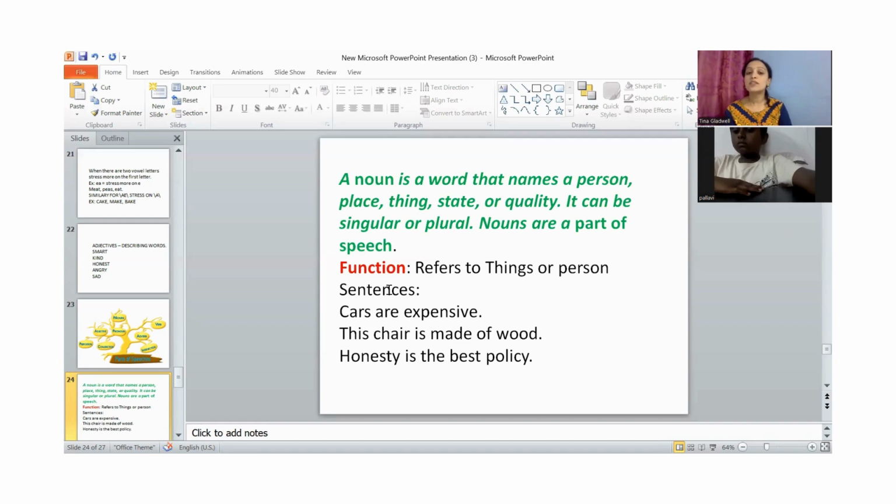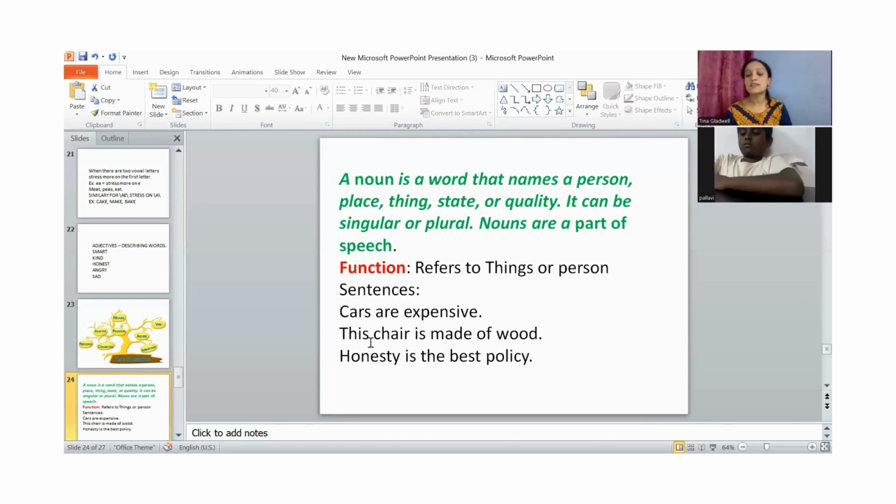So what is the major function of this particular part of speech? It refers to things or persons. A noun is nothing but the names that are given to a person. How do you differentiate between your name and another person's name? Your name is Partha, which is unique. So unique names are given to a person, place, animal, or thing. That is why its function is that it refers to things or persons.